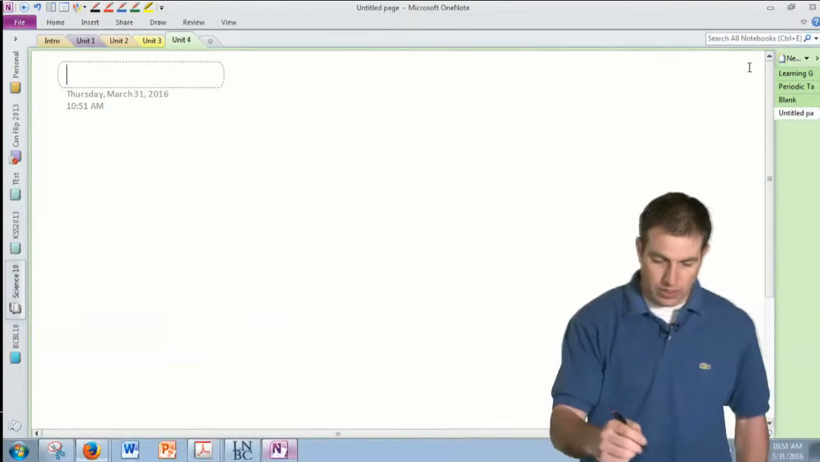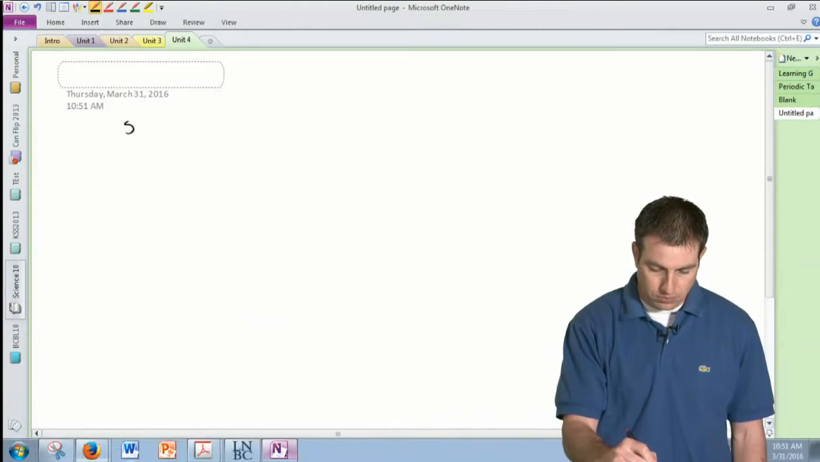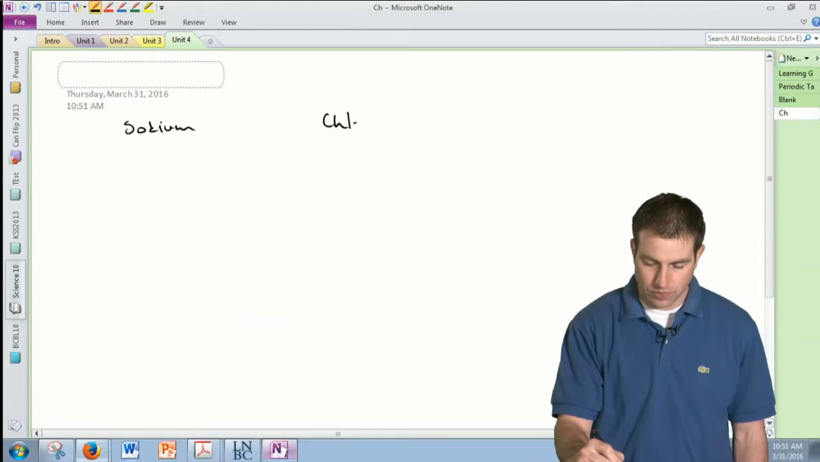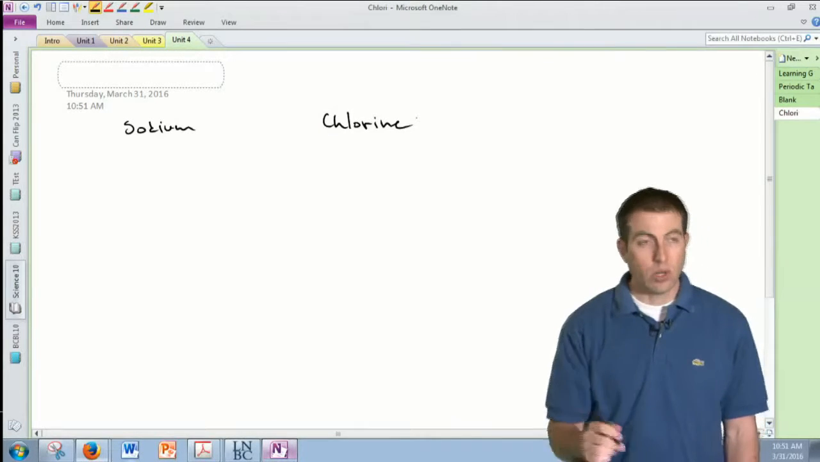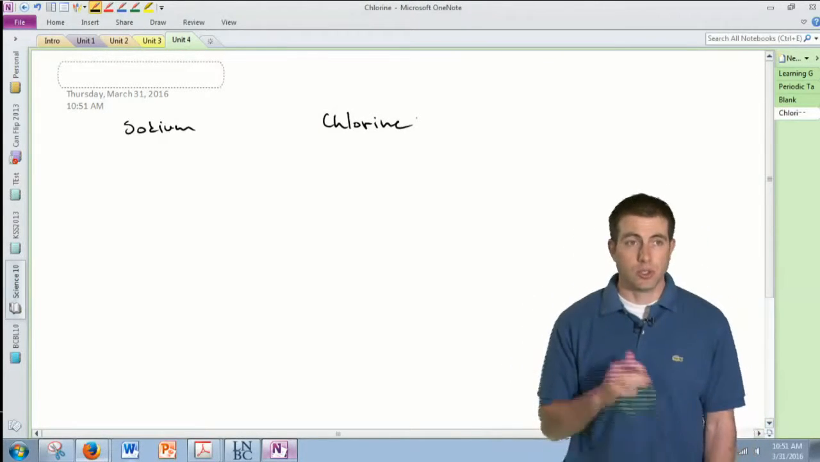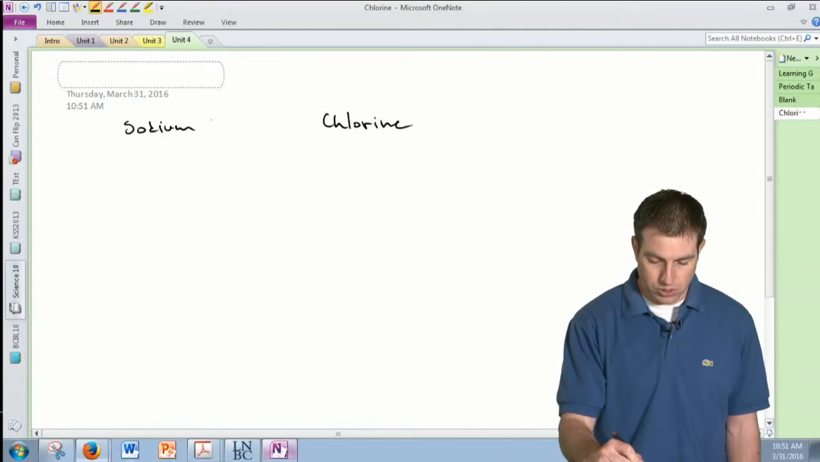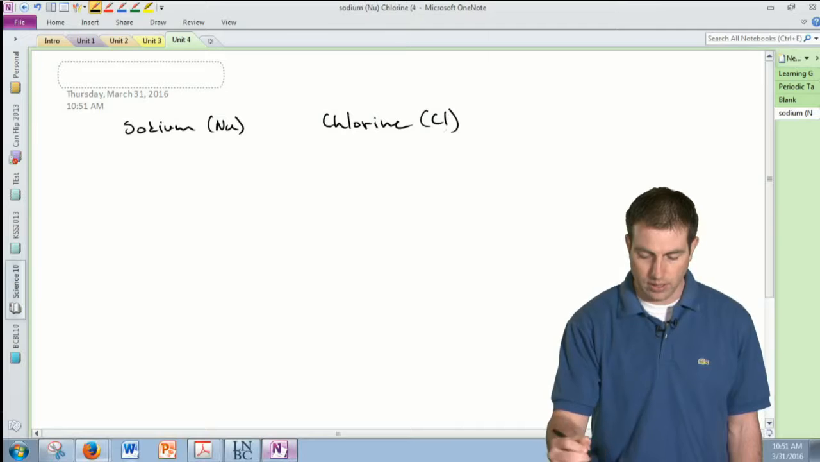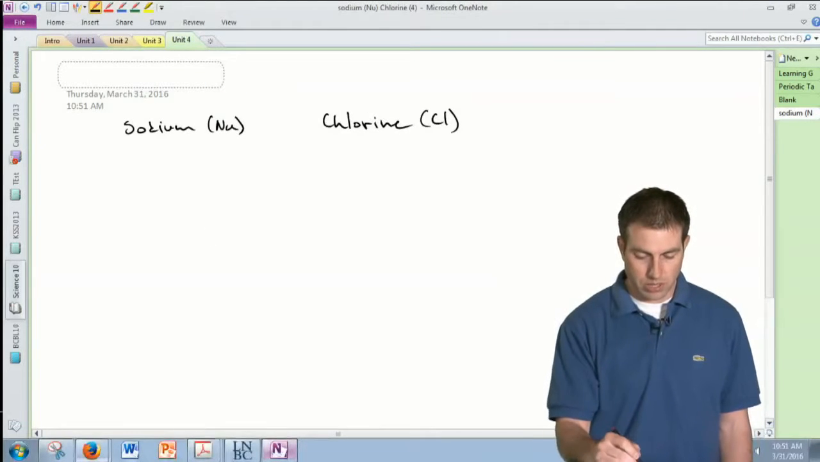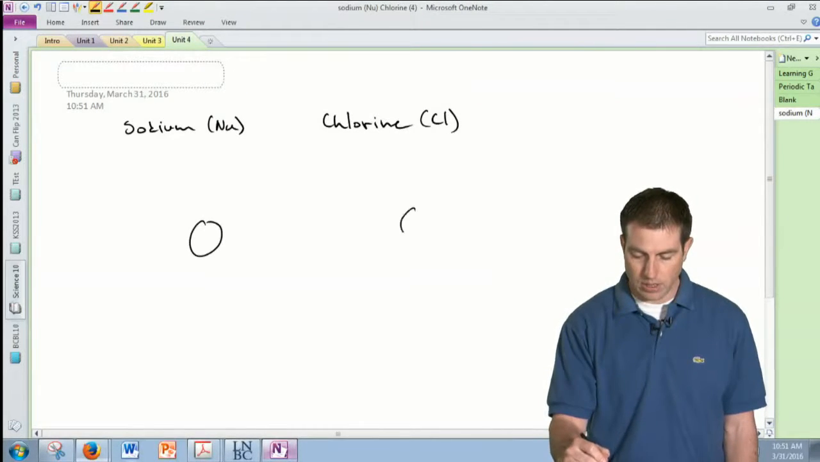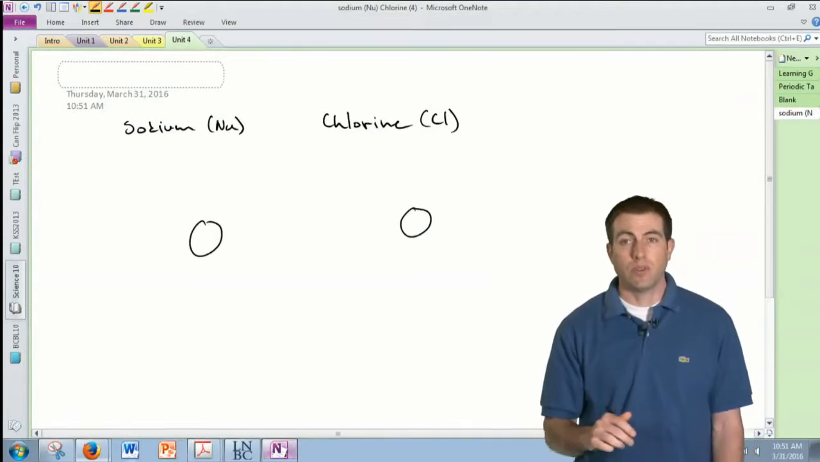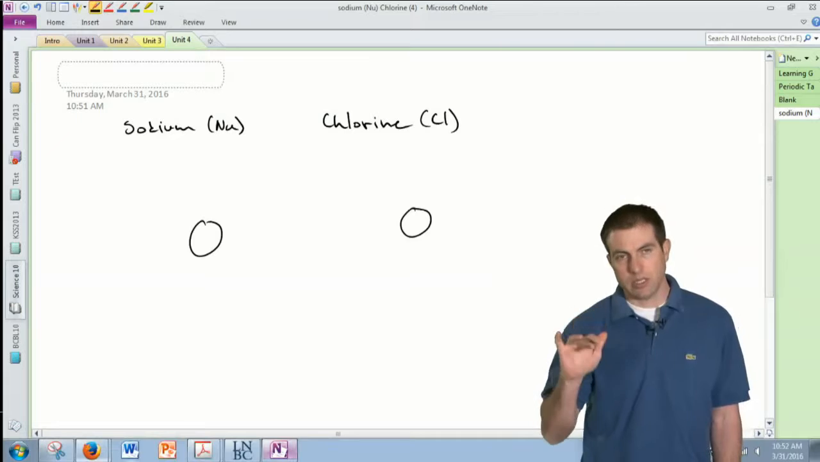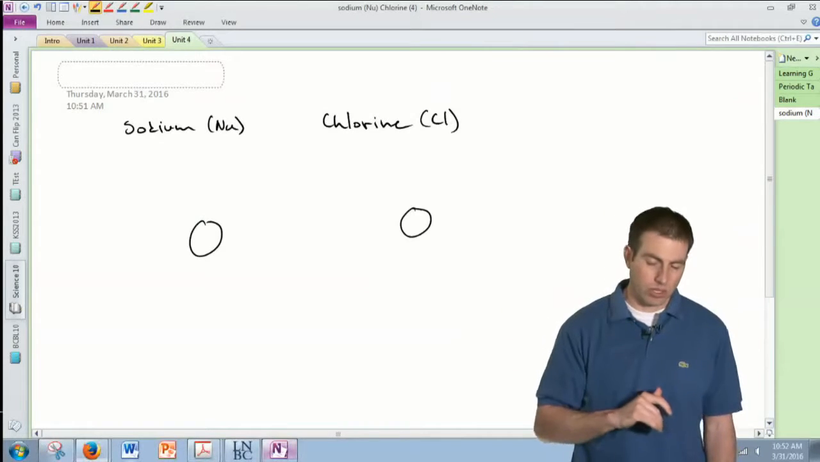All right, so the example is sodium and chlorine. So what I want you guys to do is draw the Bohr model for sodium, which is Na on the periodic table, chlorine Cl. I want you to draw sodium here, and chlorine here. And then once we've got those, we'll figure out what's going to happen with the electrons and getting into the brackets and how those work and everything like that.